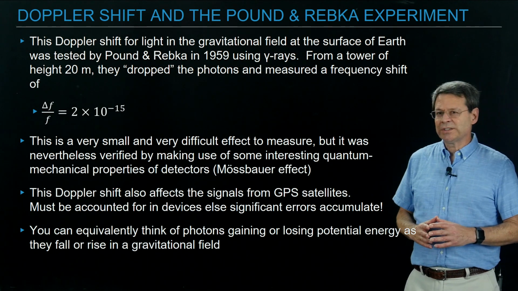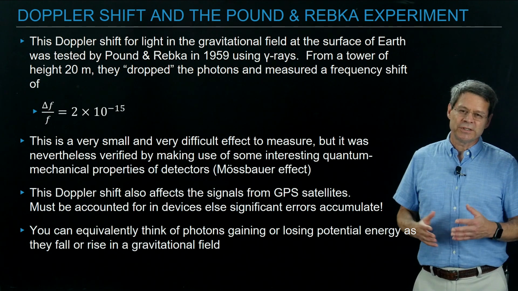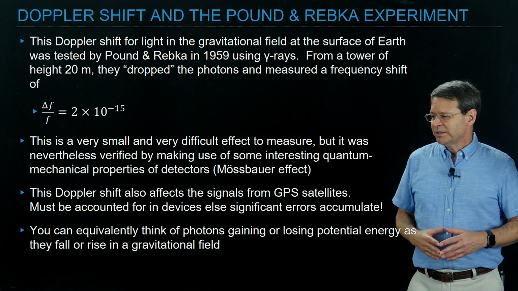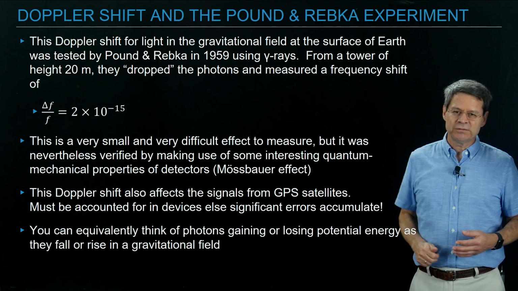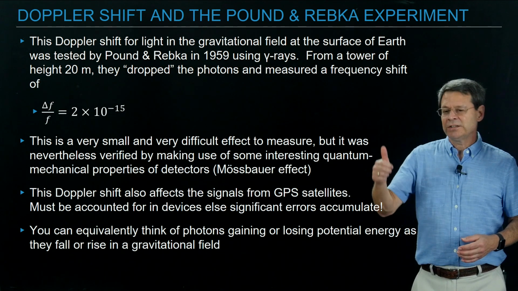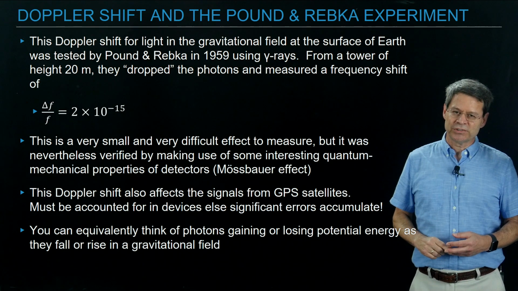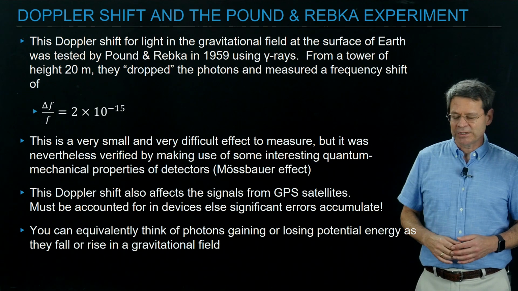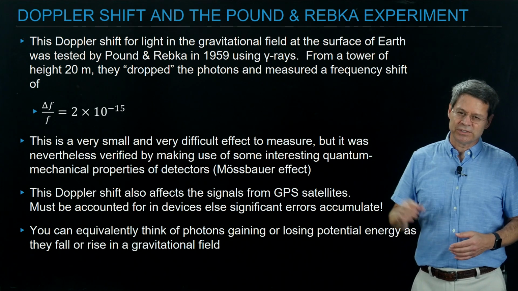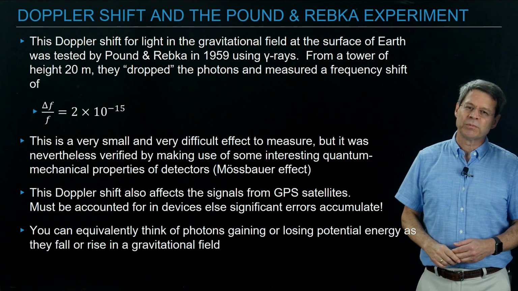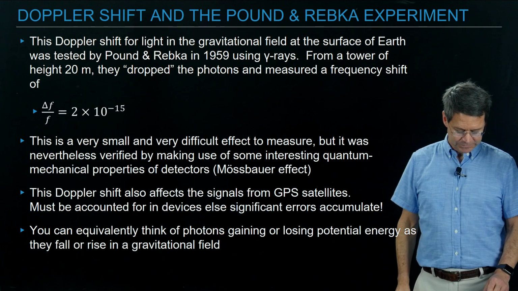And finally, let me just say that another way to equivalently think of this Doppler shift is that as you send the photons that comprise your light up or down, they are either gaining or losing gravitational potential energy. So a completely equivalent way of thinking about it is the energy of a photon, which is either gaining gravitational potential energy or losing it as it goes up or down, respectively.